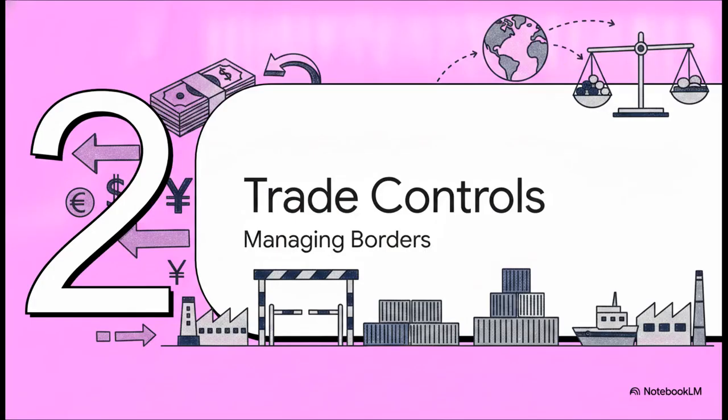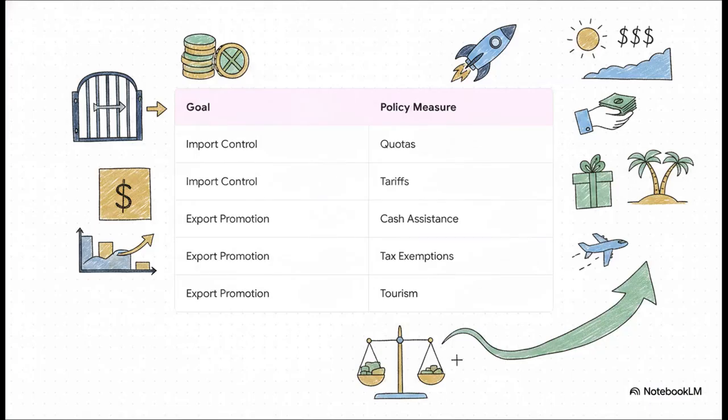This is where we directly manage the physical flow of goods right at our borders. Here, we pair Lever 3, Import Control, directly with Lever 4, Export Promotion. On the import side, we can use physical quotas or slap on tariff duties to keep incoming goods in check. On the export side, though, we pull out absolutely all the stops. We're talking reducing export duties, handing out tax exemptions, giving cash assistance, and even actively promoting tourism.